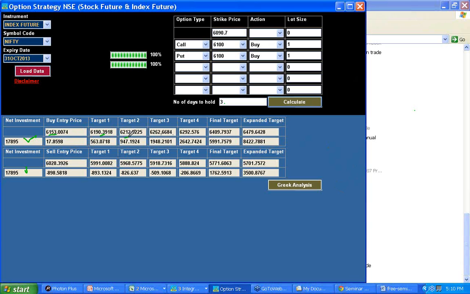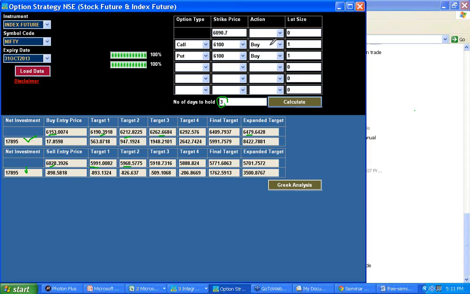And 6190, 6212, 6262 till 6,400 is the expanded target during these 3 days, most optimistically. At the same time, it has the chances to go to 6028, 5991, 5960. So these levels also will become more intelligent and more advanced in the real software. This is being taken with a testing view, but once the real software releases, it will give you more intelligent levels, not this kind of levels. You will get more intelligent levels.